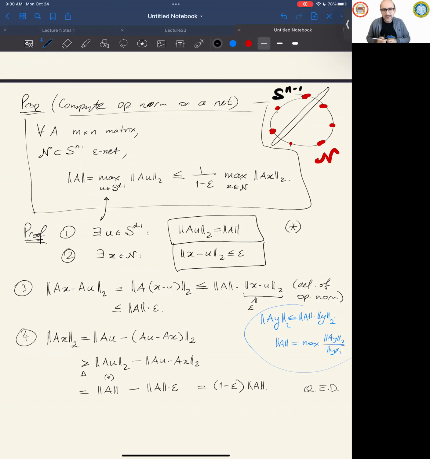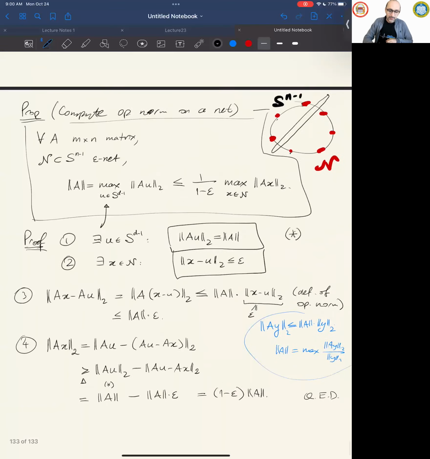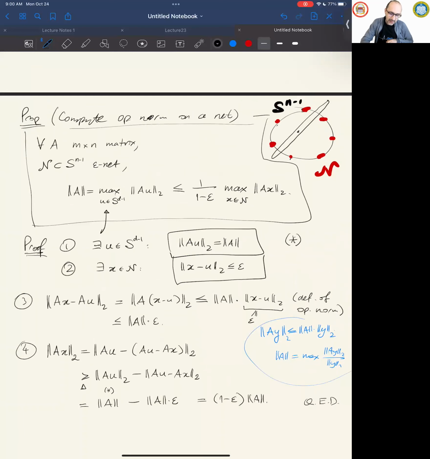It's a simple lemma, but I think it's a little less trivial than you would think, because if I didn't know the proof, I would say, oh my goodness, maybe there is some very bad direction, like this one, in which the matrix just stretches that direction between the epsilon net points, and the epsilon net actually doesn't capture it, but it doesn't happen. So here we go.